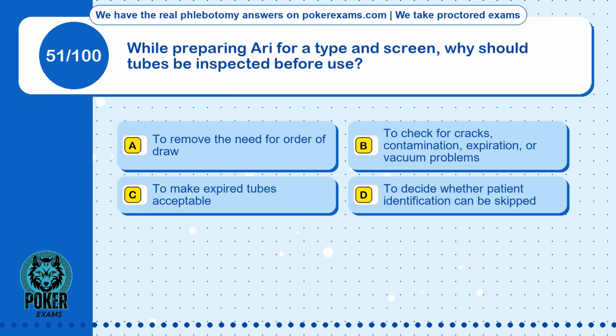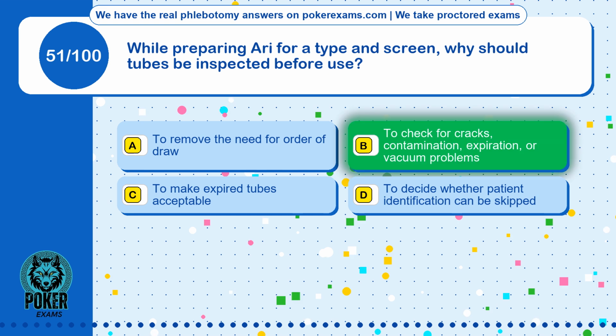Question 51. While preparing RE for a type and screen, why should tubes be inspected before use? Option A. To remove the need for order of draw. Option B. To check for cracks, contamination, expiration, or vacuum problems. Option C. To make expired tubes acceptable. Option D. To decide whether patient identification can be skipped.